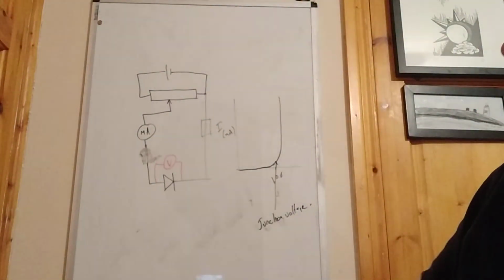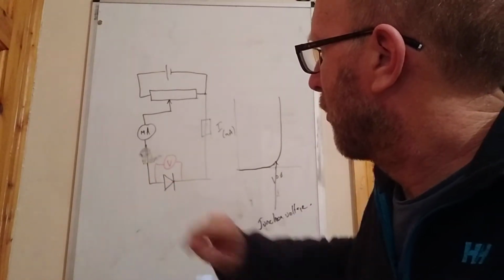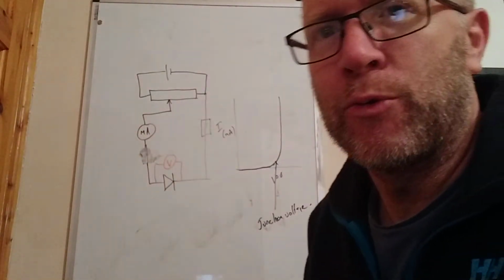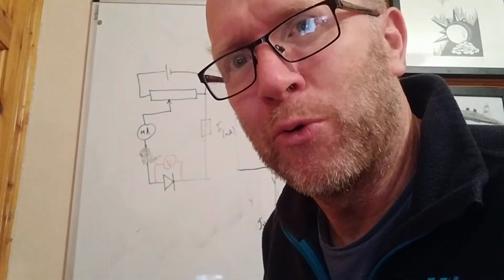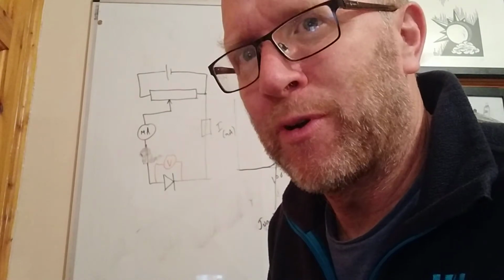Okay, and then we can assume that almost no current goes through the voltmeter, almost all the current goes through the diode. Therefore, the current you read in the milliammeter is the current going through the diode. Okay, great. We put it into reverse bias, we have a problem.